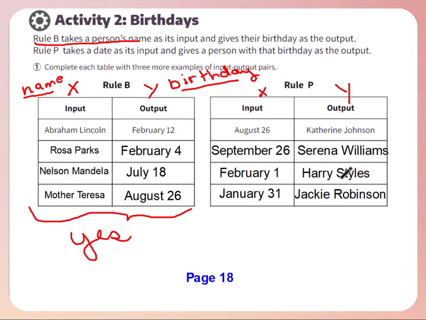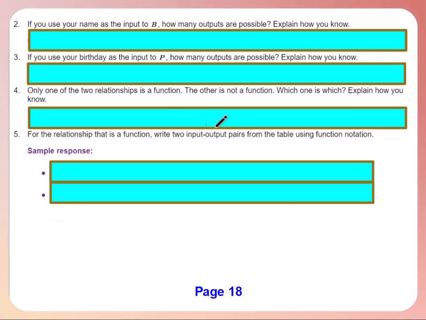So why would Rule P not be a function? Because for each birthday, there are many people that were born on that same day. Okay, we're not talking about the year, we're just talking about the day. So let's answer these questions on page 18.